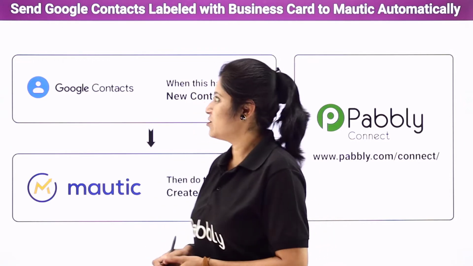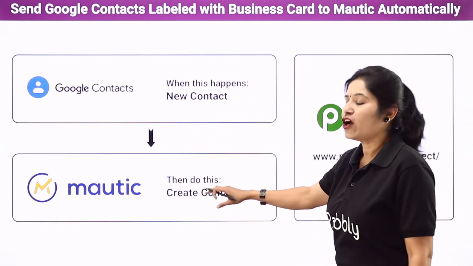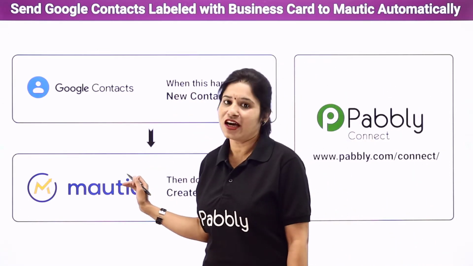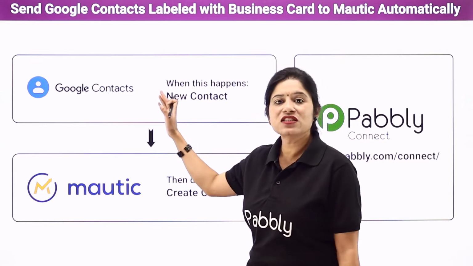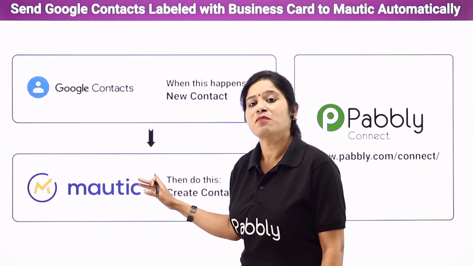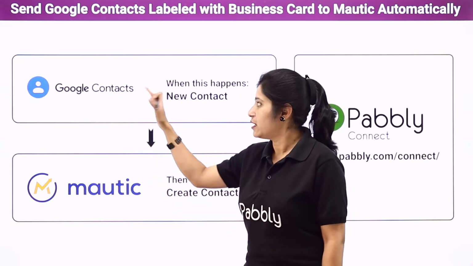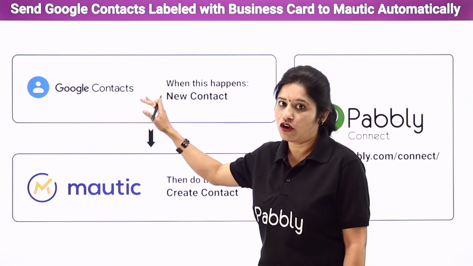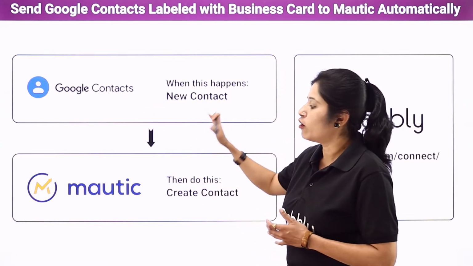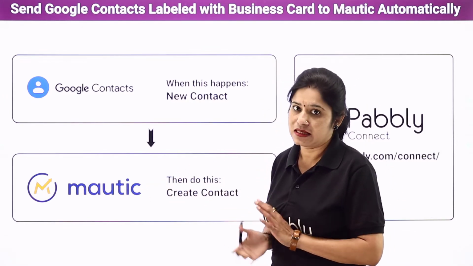In this video, we are going to learn how you can send Google Contacts labeled with business cards to Mautic automatically. So first let us understand what these software applications are all about. Google Contacts, as we all know, is a contact management software and Mautic is an open source marketing automation software. So the idea here is that whenever you add a new contact to your Google Contacts with a specific business card, automatically the contact should get created into your Mautic account with that particular specific business card.